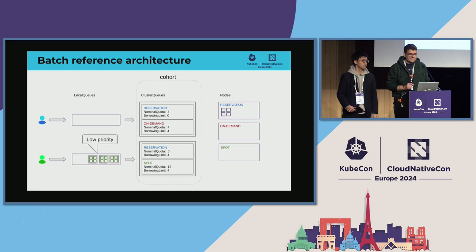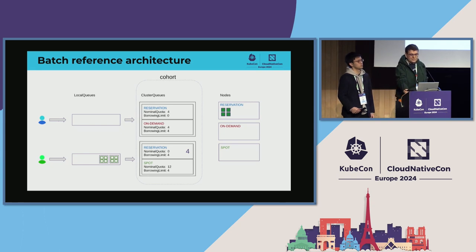So in this scenario, let's say we have the low priority workload sent by the green team. So for the first workload, what Kueue does is consider the resource flavors defined for the cluster queue below, in order. So we first consider the reservation resource flavor, and in this case we don't have nominal quota, but we have the borrowing limit that allows us to run one of the workloads because we will borrow from the other cluster queue. So this allows us to put the first workload on reservations. For the remaining workloads, we no longer can borrow, so we land them on the spot machines.